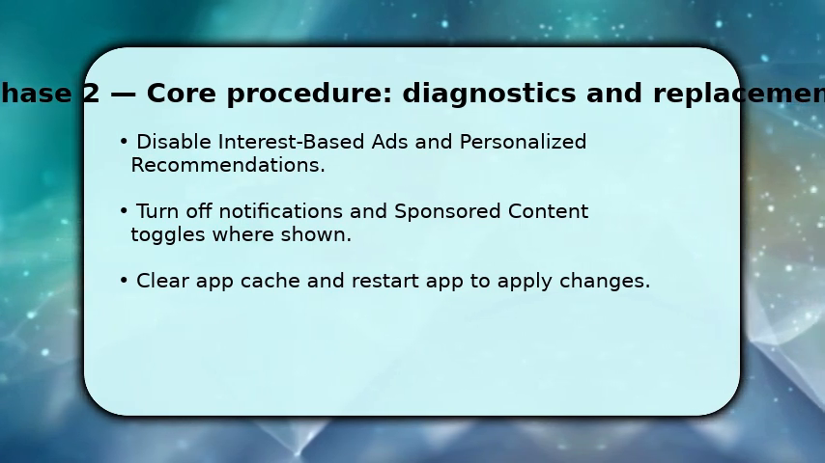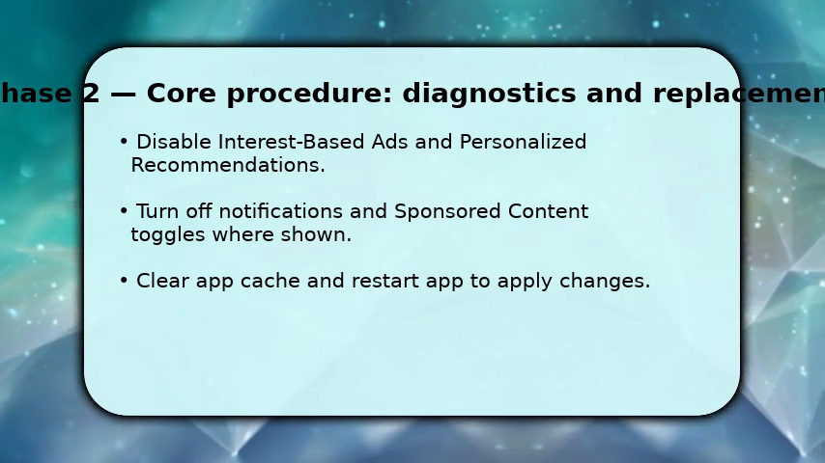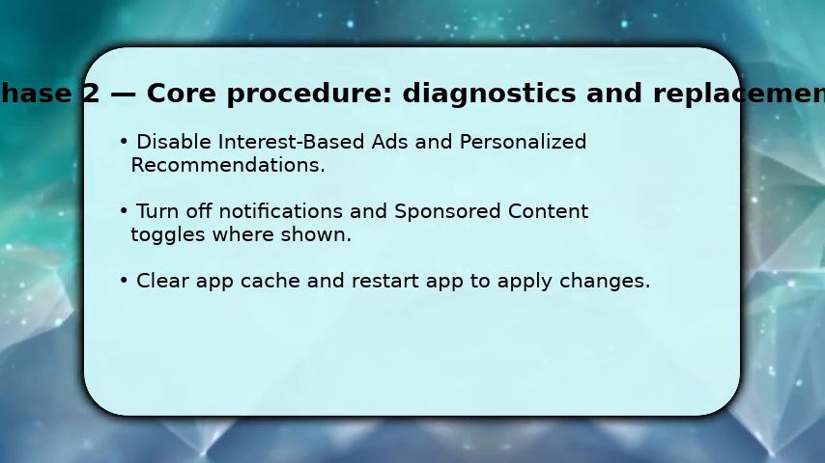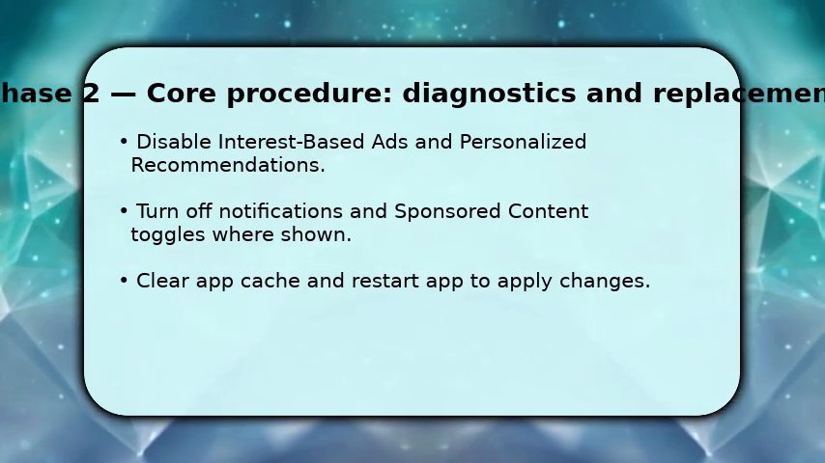If you use Amazon shopping on a browser, repeat by blocking third-party cookies and turning off ad personalization in your browser's privacy controls so you reduce cross-device ad tracking.